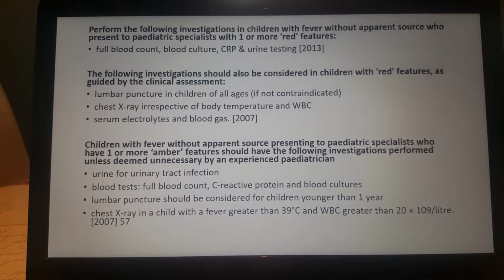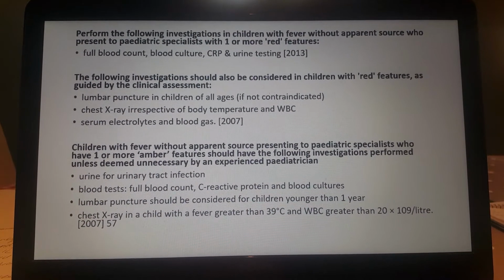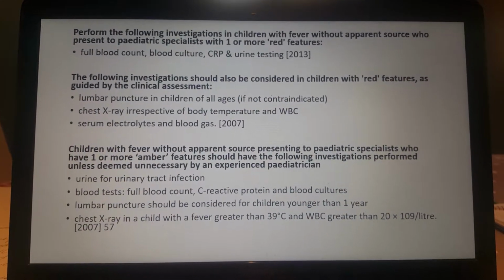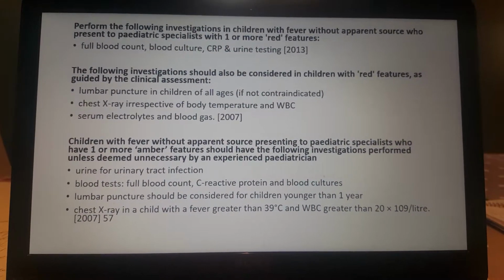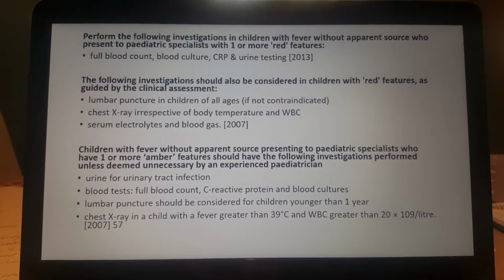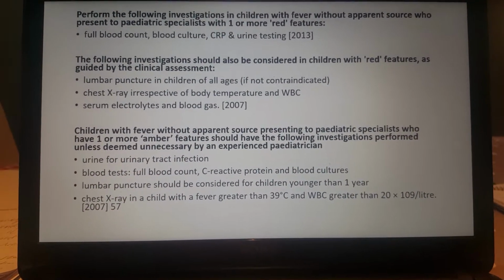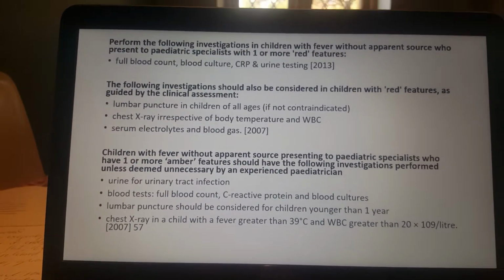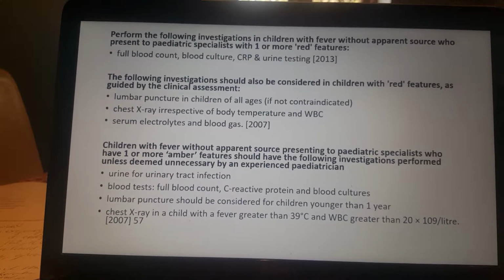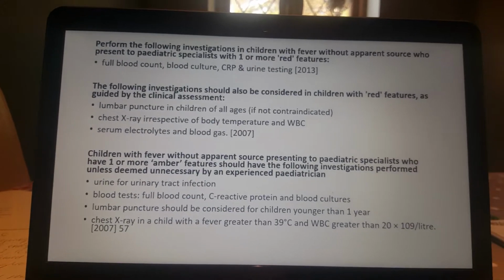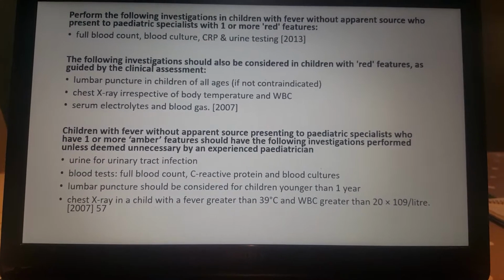And then the group without an apparent source of their fever, who have 1 or more amber features, should have the following investigations done unless they're deemed unnecessary by an experienced paediatrician. So they should have a urine done, and bloods looking at their full blood count, CRP and blood cultures. A lumbar puncture should be considered if they're less than a year, and a chest x-ray if they have a fever higher than 39 or a white cell count greater than 20.